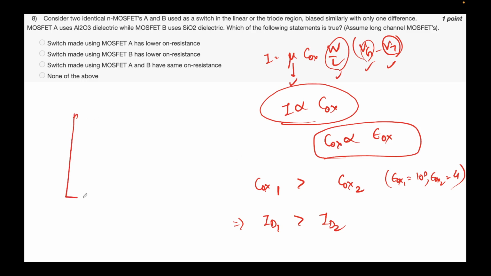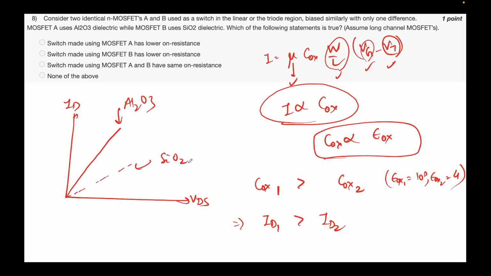Let's draw them. ID versus VDS. Again, we are interested only in the linear region. So let me draw this as ID1. This is Al2O3, and let's draw in the dashed line SiO2. So we are drawing these two, Al2O3 and SiO2, and what we want is the on resistance.